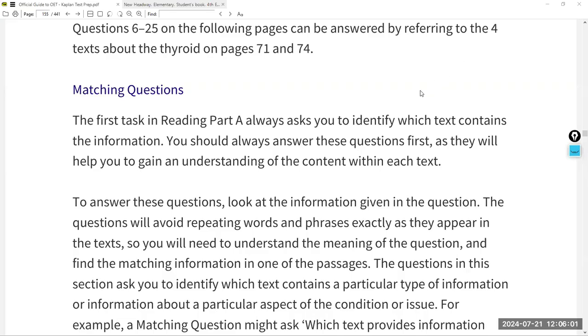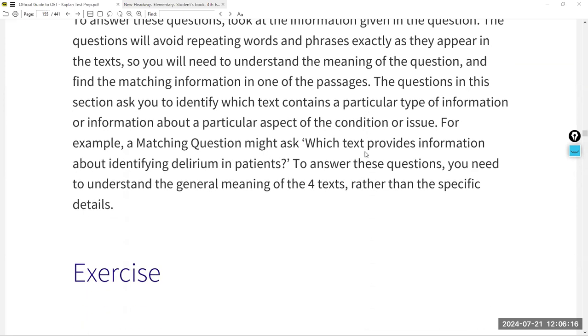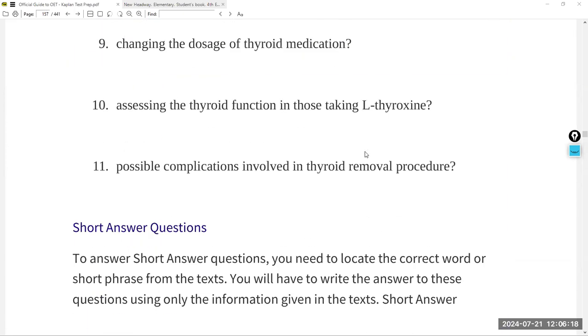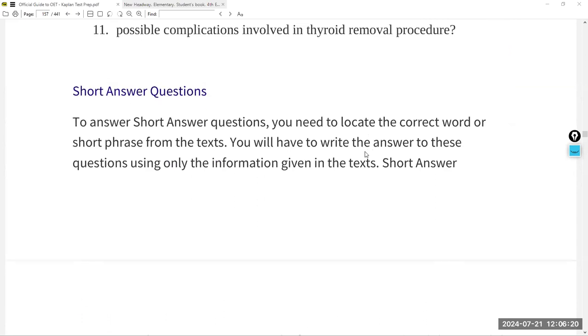Okay, so after finishing talking, Joel, about the matching questions, and I told you that in matching questions, you have to skim the passage, you have to read fast just to be able to match the information. Now I think it's the time to discuss the next exercise, which is about writing a short answer.